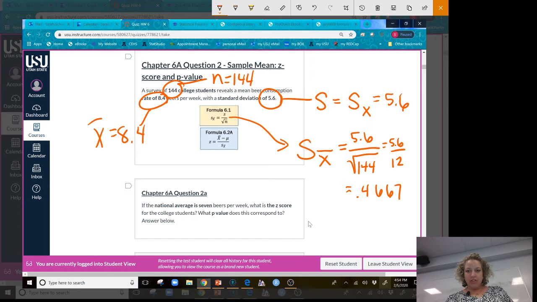So the first thing is, now we need to do the z-score and the p-value. So when we do the z-score, did someone get a z-score? How do we do the z-score?